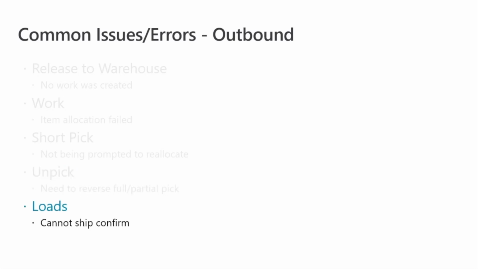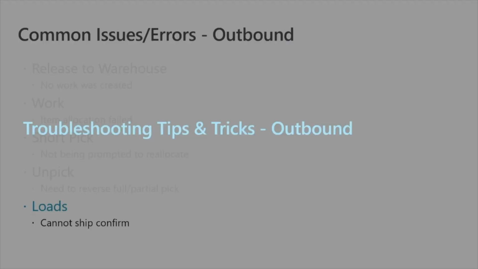And then finally, for the outbound loads, you may have an issue with ship confirming, where the system does not allow you to ship confirm. This would be at the very end of the process, after everything has shipped and left the building, and you're trying to update the load status in the system, and the user might be receiving an error message that says they cannot complete that ship confirmation.